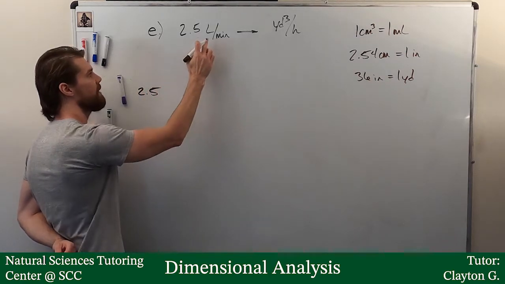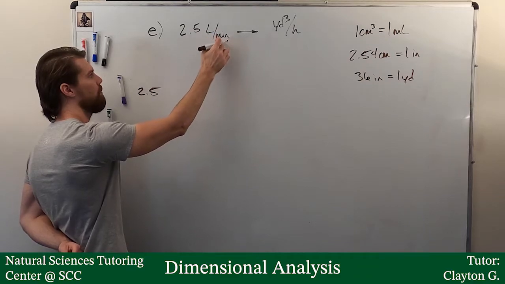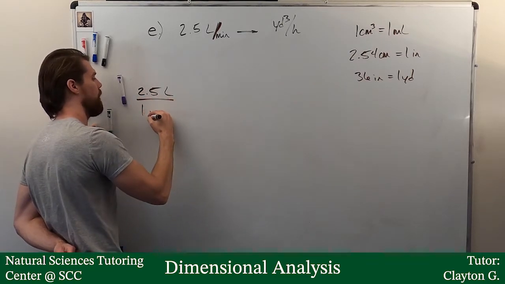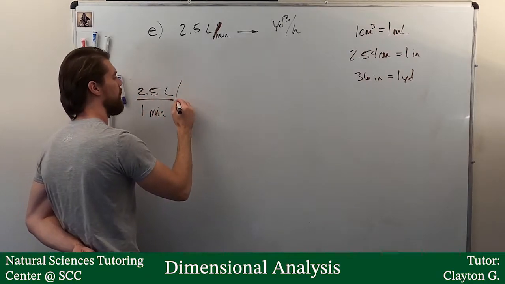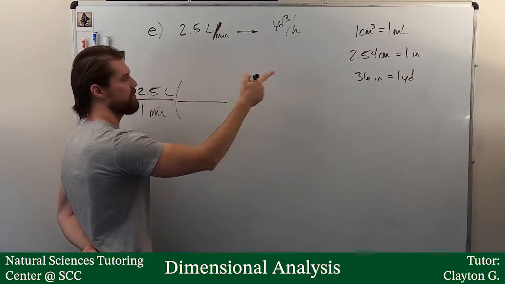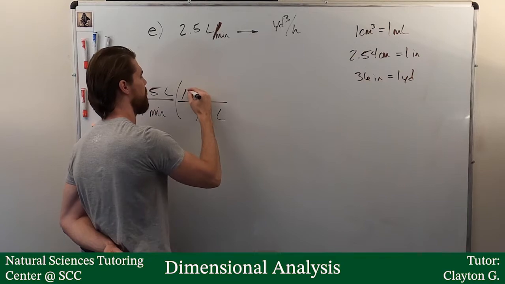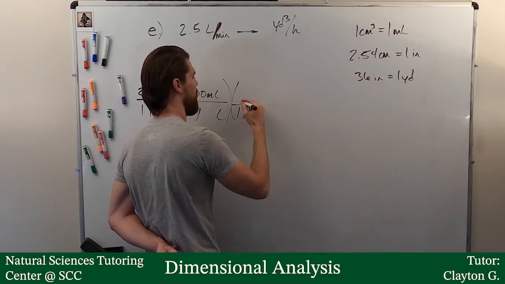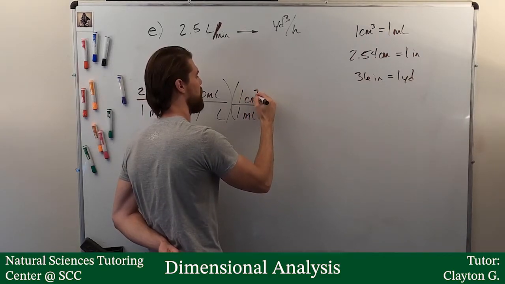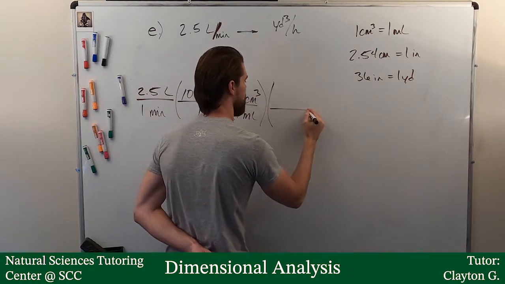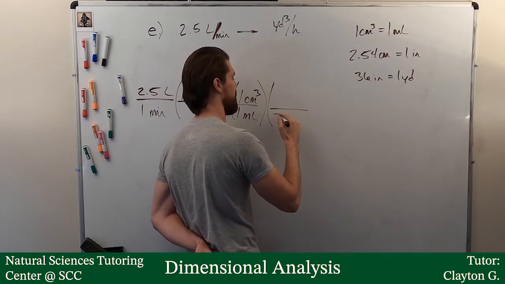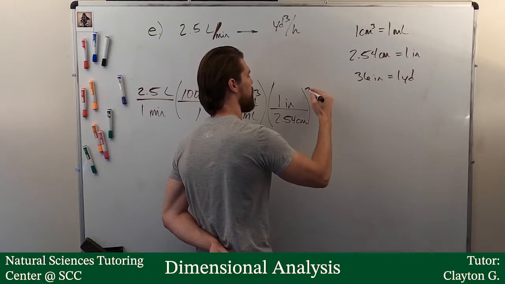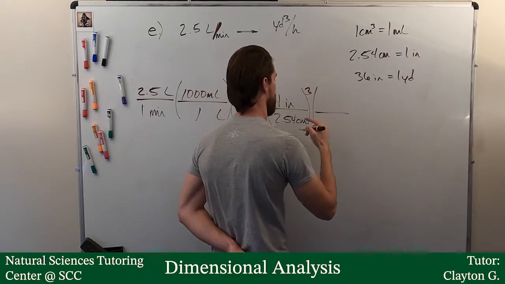2.5, and again, every time I see something over something, liters per minute, this per right here, I'm going to break that up. So liters per 1 minute, and here, liters need to divide by liters. For every 1 liter, I have 1,000 milliliters. I know that for every 1 milliliter, I have 1 centimeter cubed. Now I need to divide by centimeters cubed. I don't have that, once again, so I'm going to say 2.54 centimeters equals 1 inch. I'm going to cube that. Now I can go from inches.